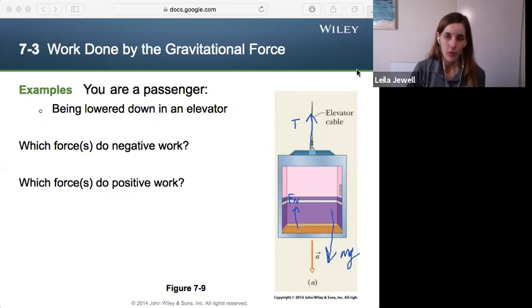Now to figure out what forces are doing positive versus negative work, we need to write down our displacement. So it says we're being lowered down. So that tells us our displacement is downward. So the forces doing positive work are the ones that are in the same direction as that displacement. That's going to be gravity is doing positive work. Which forces are doing negative work? It's going to be the ones that are going against the displacement. So either the normal force or the tension as shown.